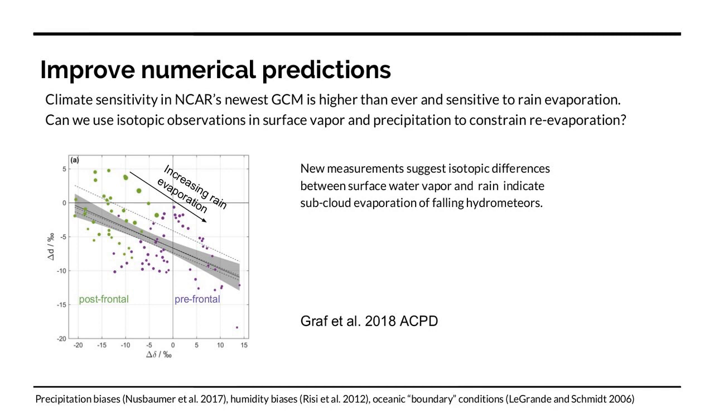This is an observational study by Pascal Gross and others like Charles Sodemann, and what they're looking at is an isotopic space that's defined by the delta and the deuterium excess differences between surface water vapor and precipitation. And what they find is that in that space, there's this very clear linear relationship that indicates how much rain re-evaporation is occurring. So I'm starting to wonder if we could use an observational strategy like this one to try to pin down climate sensitivity numbers in models like NCAR's Community Atmosphere Model, so that we have much more confidence in our predictions of future climate.